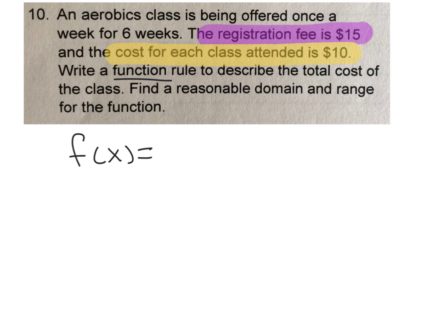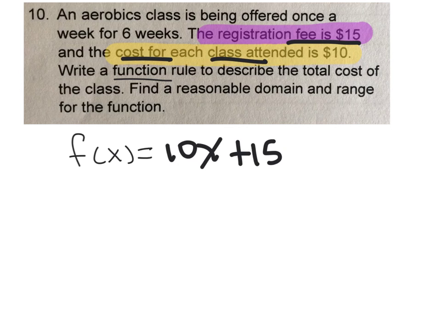Okay, in this particular problem, we want to write a function rule to describe the total cost of the class and find a reasonable domain and range. Well, we know that it's going to cost $15 up front, so that's your plus 15. That's your initial fee. Then it's going to cost $10 per class.